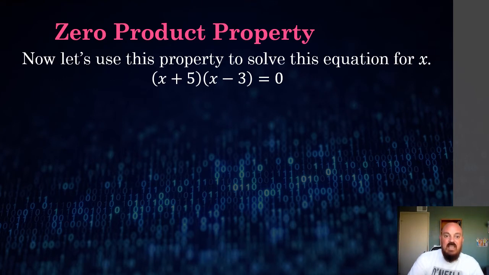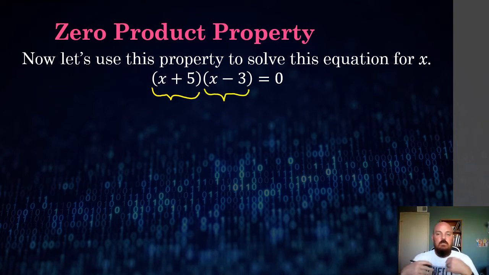If x is 10, then this is 10 plus 5. It would be 15. And this would be 10 minus 3. It would be 7. So those are numbers. One of them's a 15, one of them's a 7. Or maybe x is 3. Then the first one is 8, and the second one is 0. Whatever. We don't know what x is, but if we did, those are numbers.